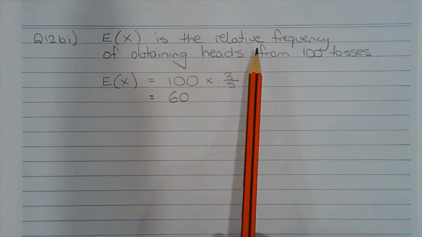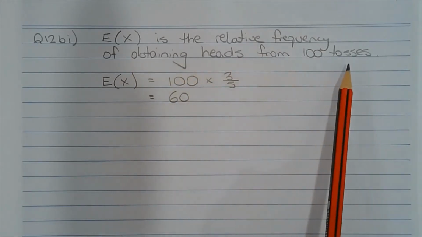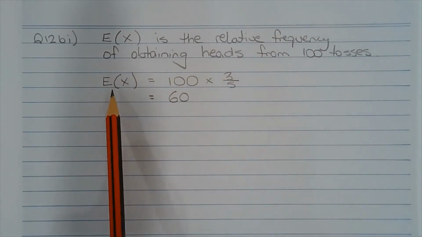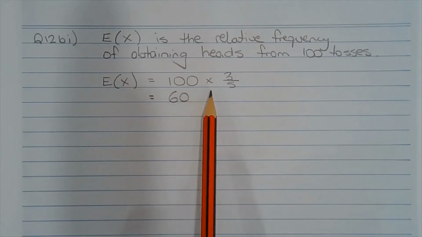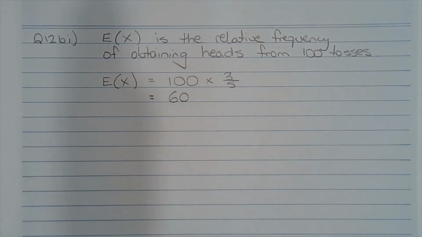E of x is the relative frequency of obtaining heads from 100 tosses. In this case, E of x is equal to 100 multiplied by 3 over 5, which equals 60.